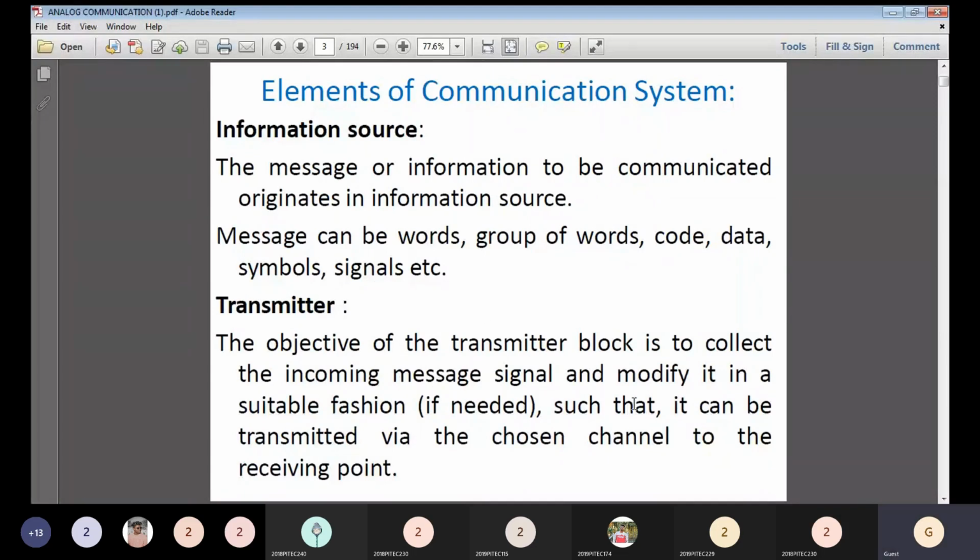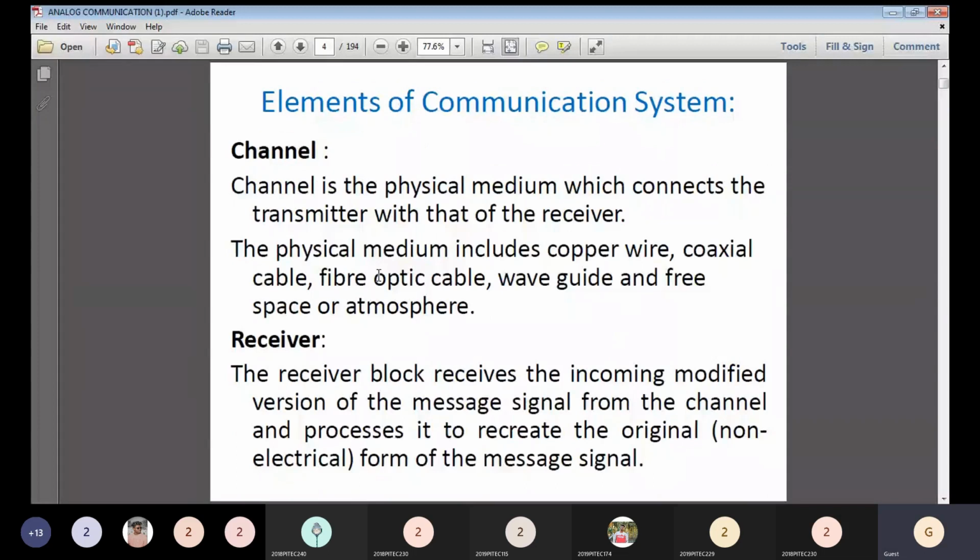The transmitter is used to convert the original signal into a suitable form. Next, the channel. The channel is a physical medium, and there are different types of channel mediums. For each and every channel, we have some types of losses, some disturbances, some problems. So after selecting the channel, we have to consider the problems associated with the channel.